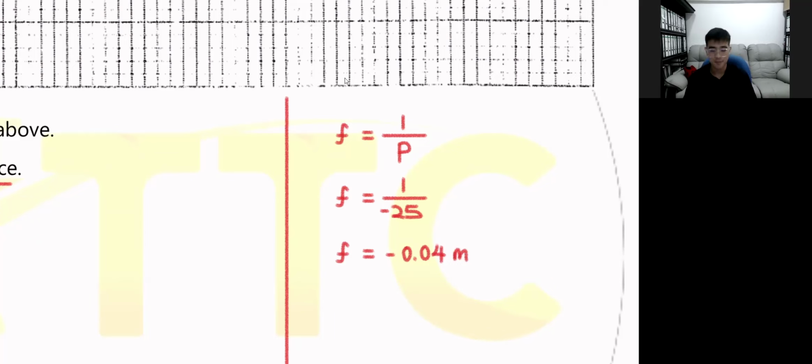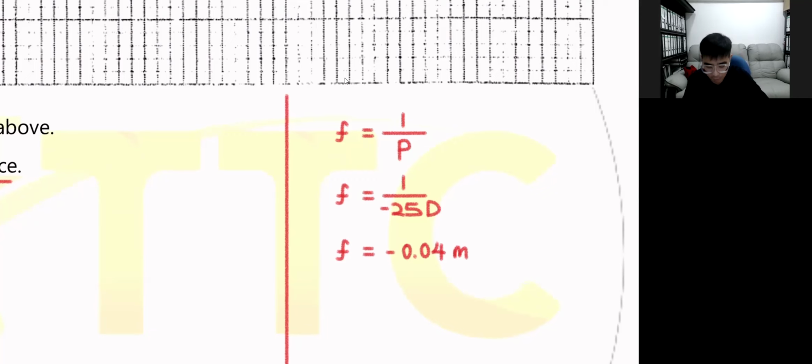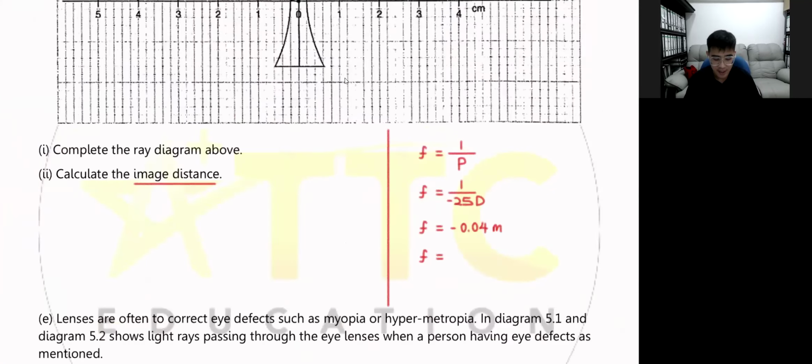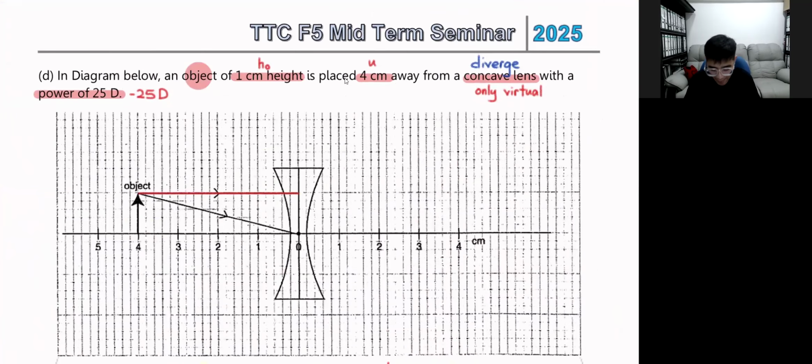Don't forget, because you are using SI units. The unit for the power is the SI unit for power, diopter. So the answer you get for focal length will also be in SI unit. And the SI unit for length is meter. So it will be 0.04 meter. And if you convert the value into cm, right, because in the ray diagram, they use cm.